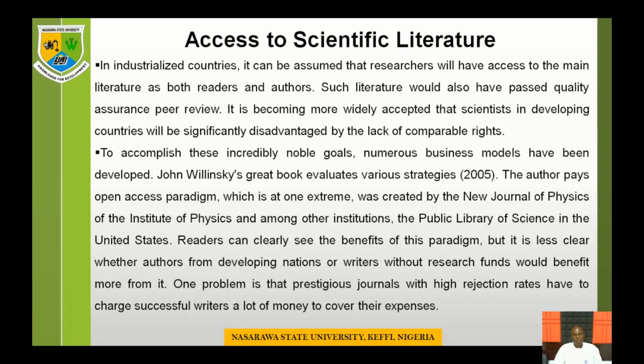So that's why we said in industrialized countries, it can be assumed that researchers will have access to the main literature as both the readers and also the authors. And such literatures will also have passed quality assurance peer review. It is becoming more widely accepted that scientists in developing countries will be significantly disadvantaged by the lack of comparable rights.